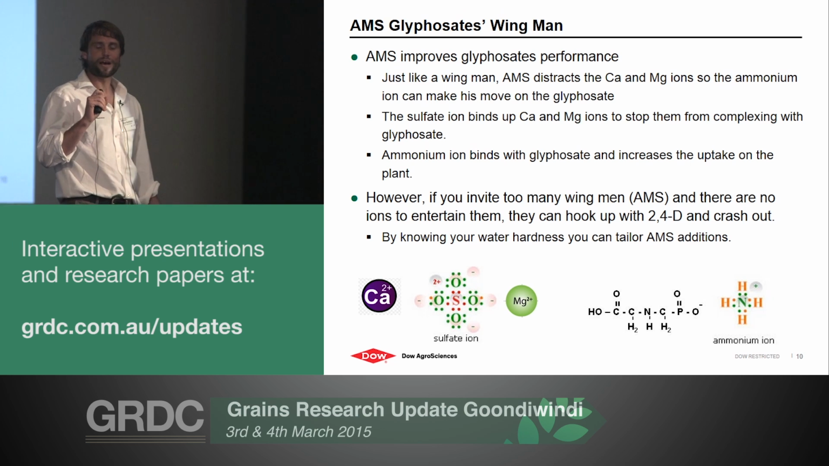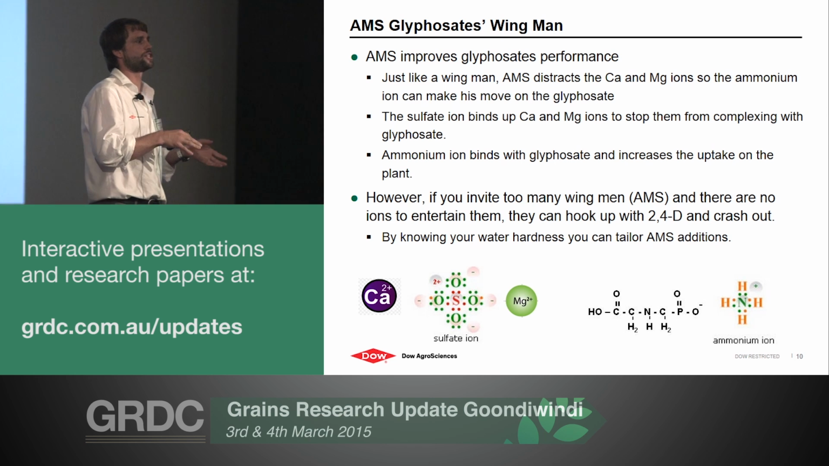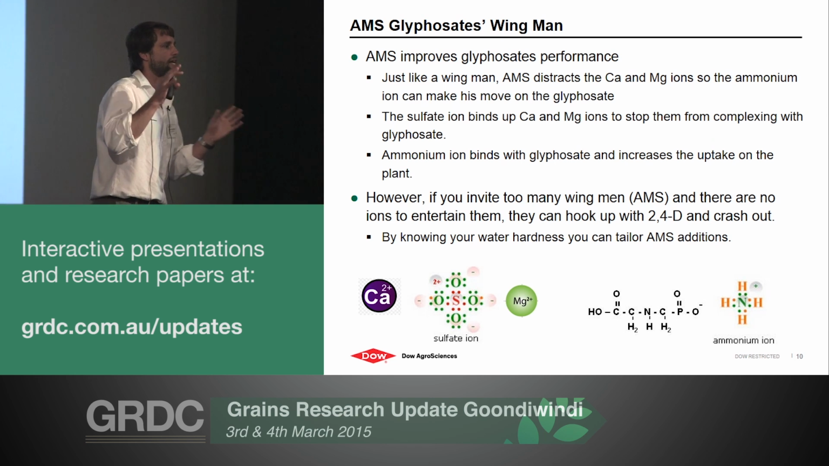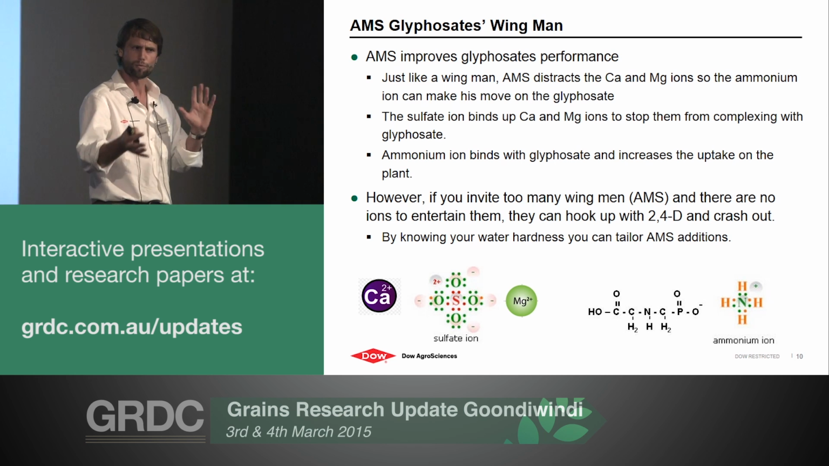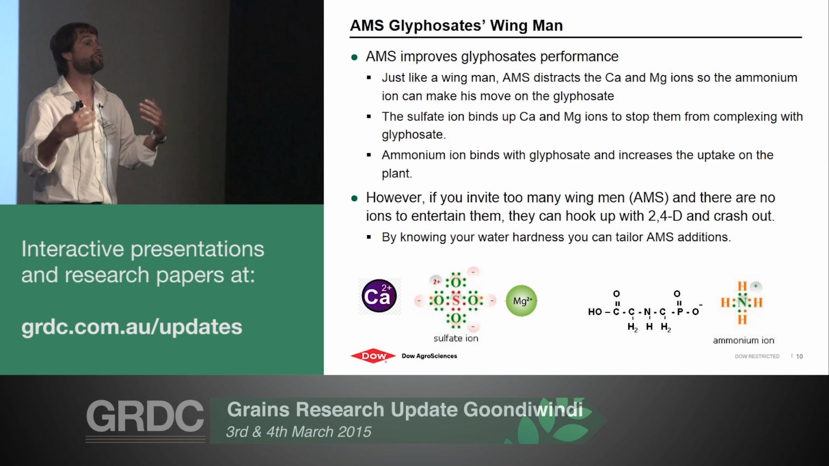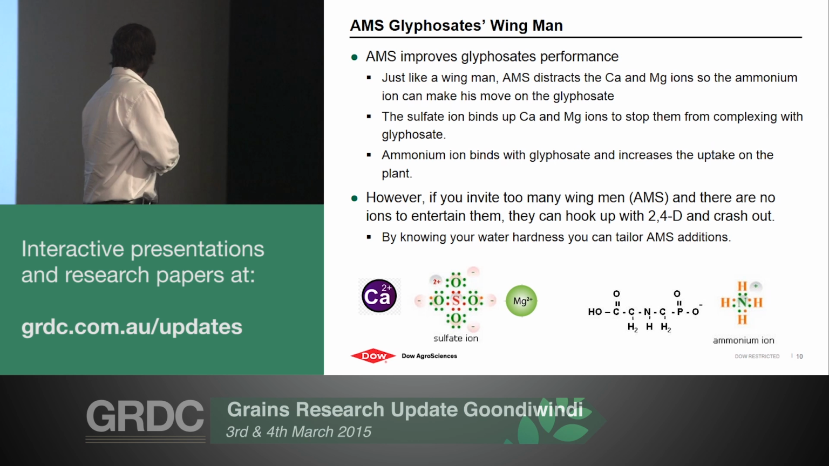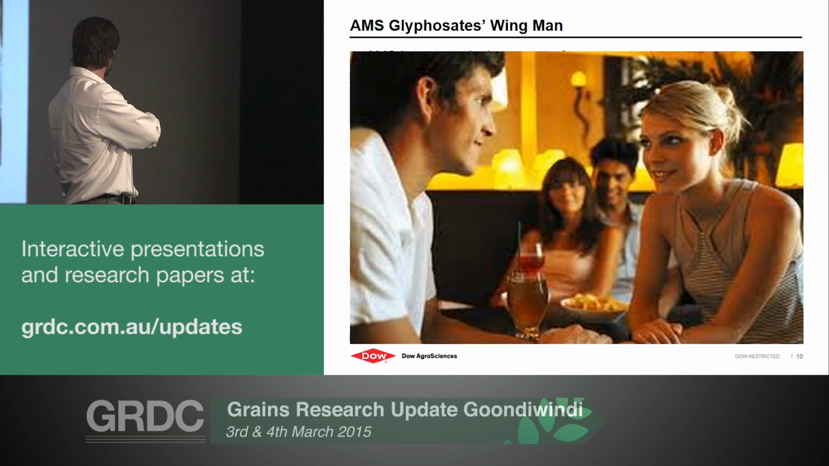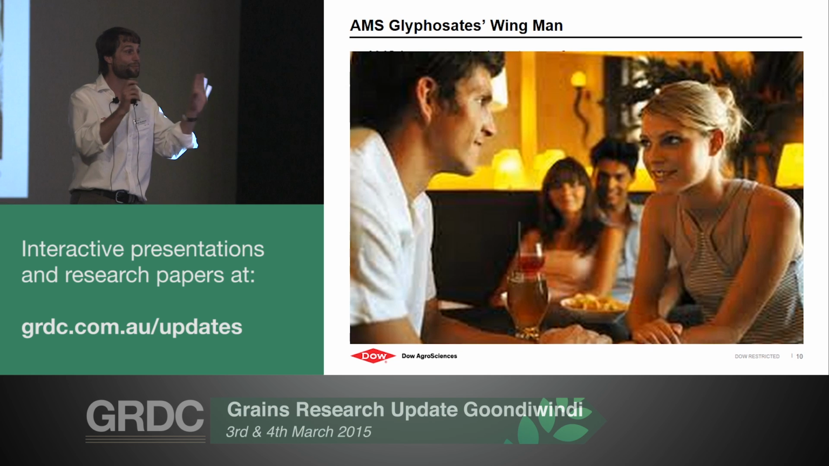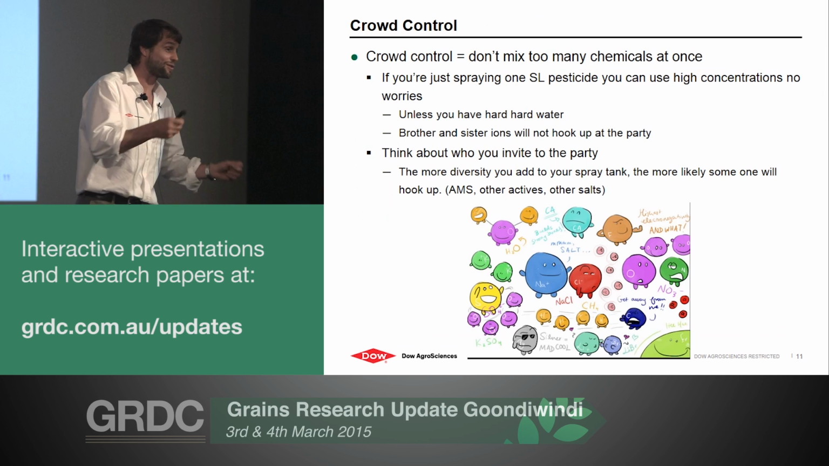Now, if you add too many wingmen to the party, too much AMS, you can cause problems as well. It'll start interacting with the wrong parts of your different acid herbicides, and it'll crash out the party. So if you're using soft water, I recommend like 1% AMS. Using harder water, 2% AMS. Any more than that, you might start having problems in your spray tank. So you see this at the party. You have Mr. Sulfate distracting the calcium ion in the background, and Mr. Ammonium hooking up with Miss Glyphosate, so at the end of the party, the right people are crashing out. So that's your glyphosate.